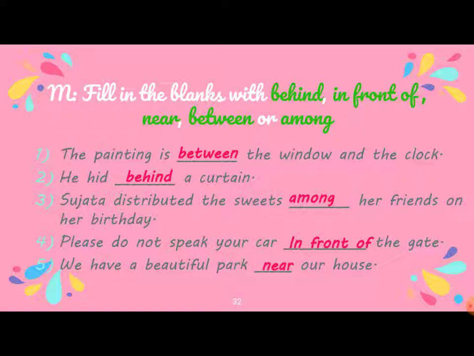Number 3, Sujata distributed the sweets dash. Now friends, from the word friends, we can't make out whether she has two or more. So we will consider it as she has many friends. So we use the preposition among. She distributed the sweets among her friends on her birthday. Please do not park your car in front of the gate. We have a beautiful park near our house.